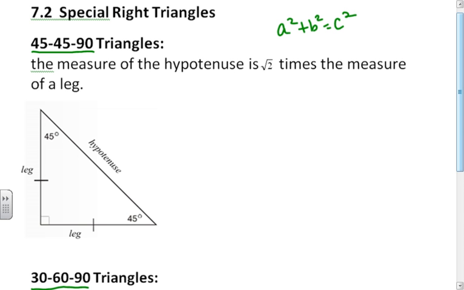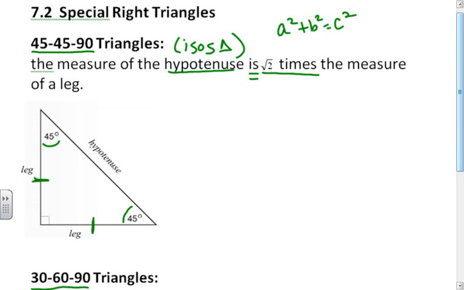Now, if we look at this 45-45-90, it's actually an isosceles triangle where the base angles are equal and two sides are equal. So it is an isosceles right triangle. Kind of nice. So the measure of the hypotenuse is the square root of 2 times the measure of a leg. That's a lot of words. Hypotenuse is square root of 2.